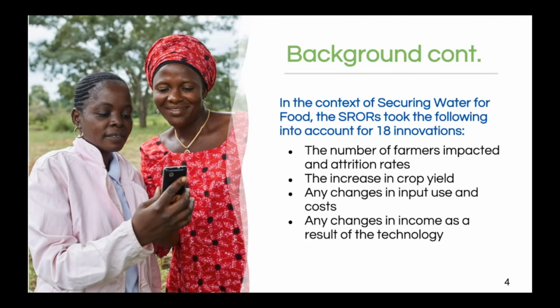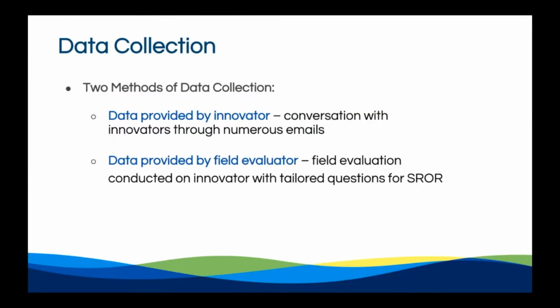We performed two methods for data collection in order to perform the social rate of returns. The first was provided by the innovator, in which I sent a template for the information that was needed for our social rate of return, and through conversation and through numerous calls, we clarified the information. And the other was that there were field evaluations done, and in their surveys, there were tailored questions that were particularly related to the social rate of return.